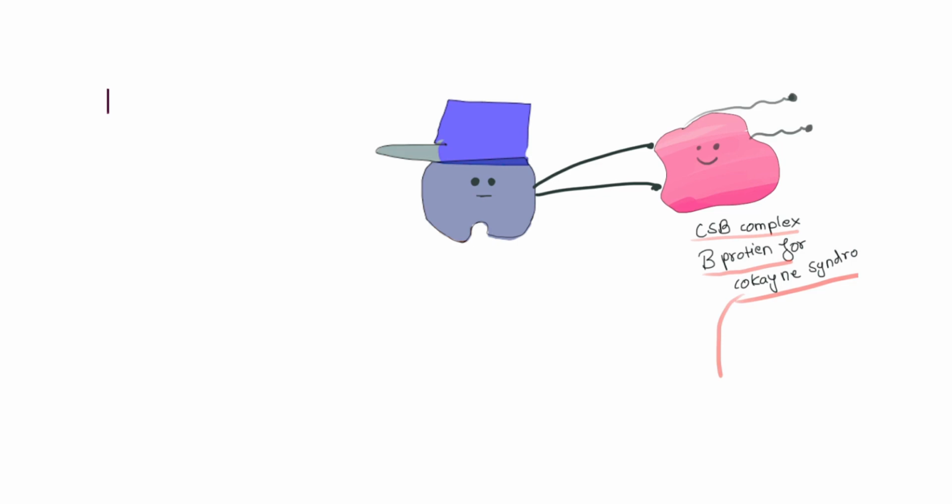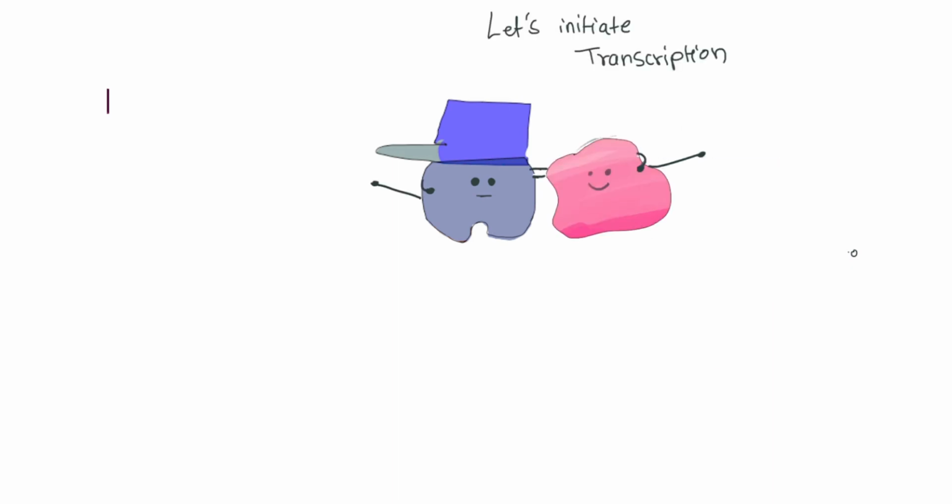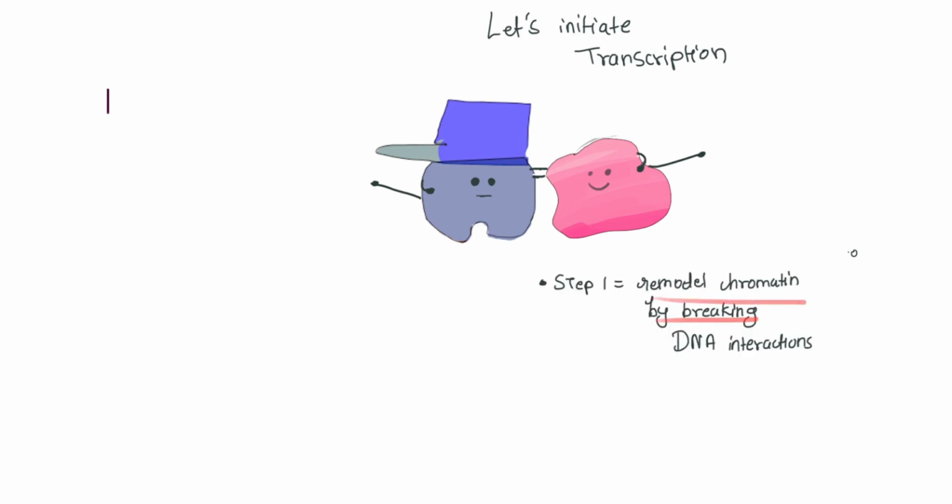Now, the job of both of these is to initiate transcription. And in order to initiate transcription, they need to follow a series of steps. Step one is to remodel chromatin. We know that chromatin is packed inside the nucleus. So we need to loosen this chromatin up by taking care of the DNA and breaking the DNA interactions.